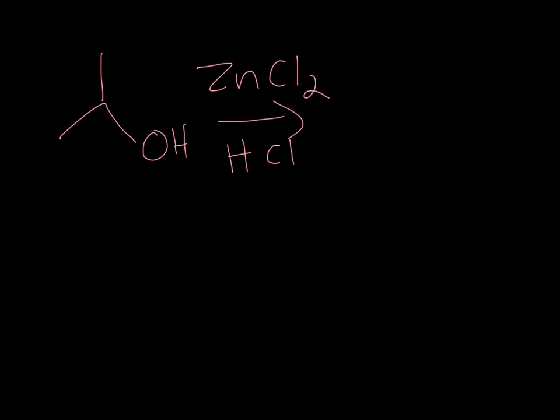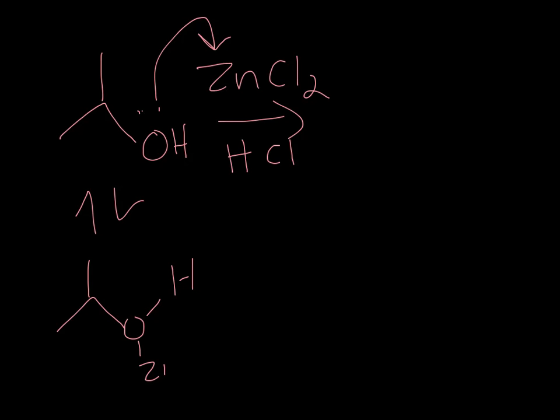So in this reaction, I'm going to start with my alcohol. What I do is I put in solution my zinc dichloride and HCl. And what can happen is the oxygen can attach onto that zinc fairly easily. And when it does that, I get this intermediate species. The zinc is negative because it was neutral and it's accepted electrons. The oxygen is now positive because it's donated electrons.